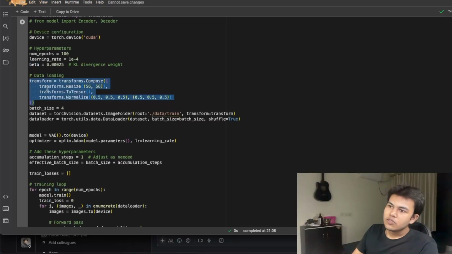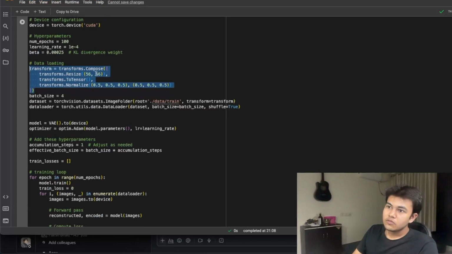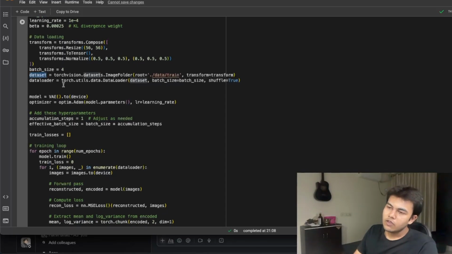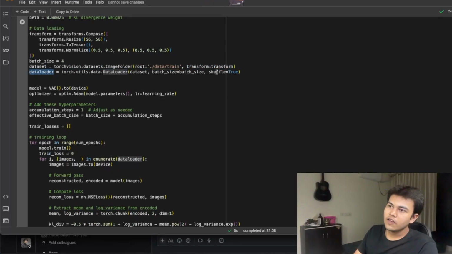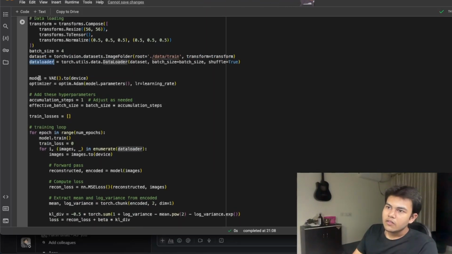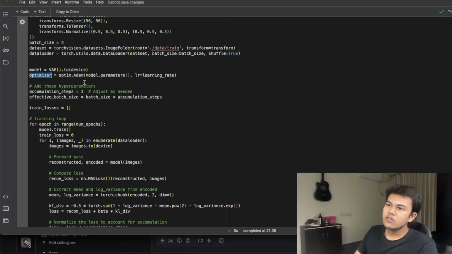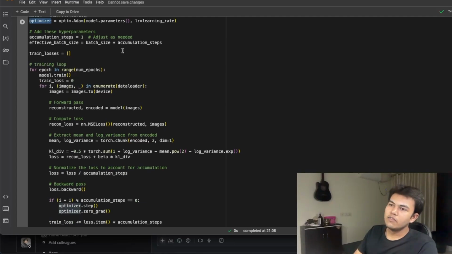This will transform to a specific shape, the transforms.compose function. Batch size will be 4. You can tweak it based on your memory usage. And the dataset defines the data, and then we are defining the data loader from here. And then here we have a model using the VAE module, and the optimizer is going to be the Adam one. And then here we have the learning rate.